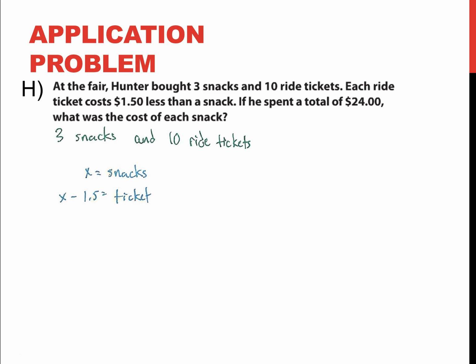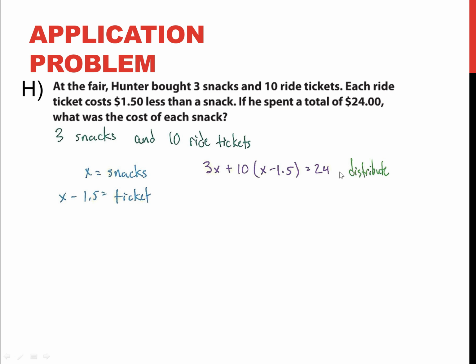Okay, so he spent a total of $24. So that means we're going to add them together. But he bought three snacks, that's 3 times X, plus 10 times the ride tickets. But we know ride tickets are X minus 1.5. So my equation is going to be 3x plus 10 open parentheses, x minus 1.5 close parentheses equals 24.